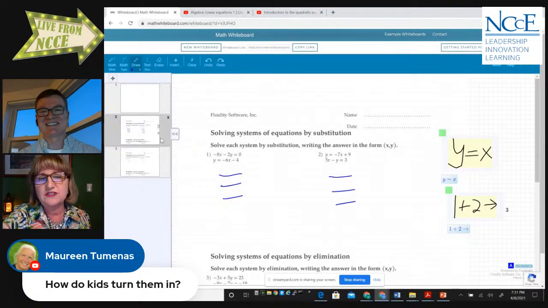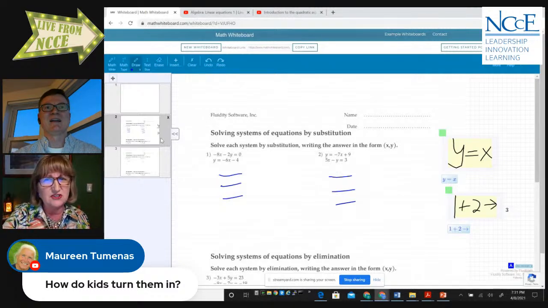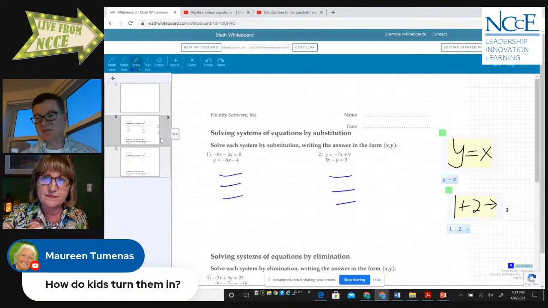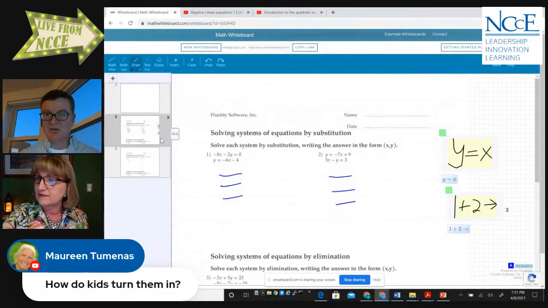We do have one other question, and Maureen is asking, how do kids turn these in once they've annotated them? Do they send the link to the teacher? That's a great question. Now, one of the compromises we face with building a system that's barrier-free, meaning there are no accounts and no passwords, is that the documents don't necessarily associate with an account.